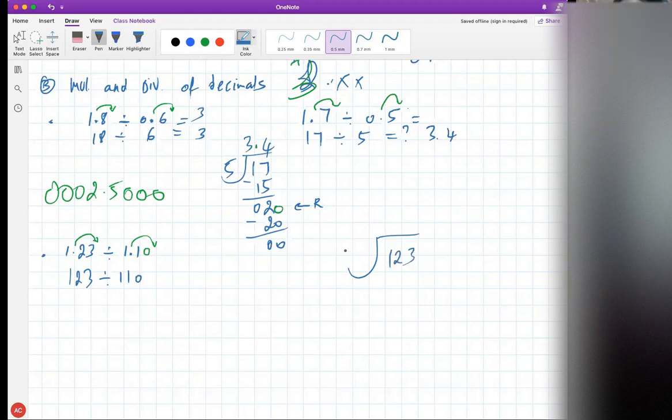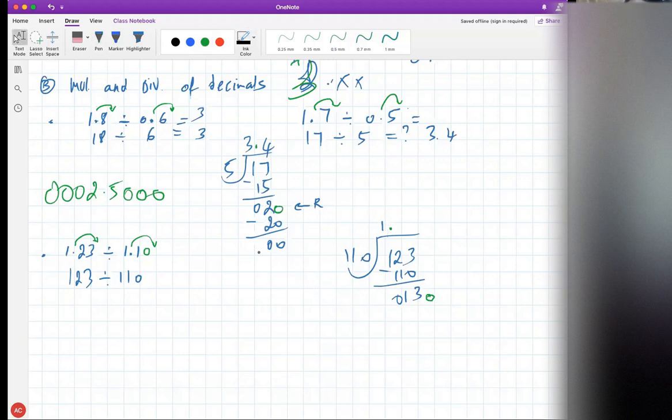So 110 into 123. One time, that's right, just one time. 1 times 110. Write it down here. Subtract. 13, that's right. So 3, 1, 0. But again, we're not doing mixed numbers. We're doing decimals. So we need to continue. So 110 does not go into 130. You add again a zero, and at the same time, add a decimal point.